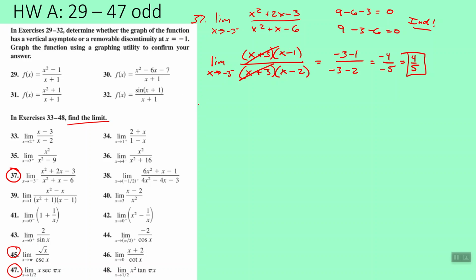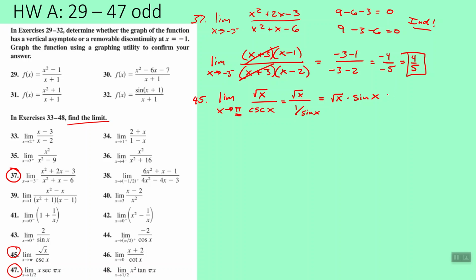All right, so 45. I know you guys don't like trig, so naturally we ask the ones that have the trig. We're taking the limit as x goes to pi of the square root of x over cosecant of x. We don't like cosecant. It's not one of the trig functions we're good at, so let's change it. It's the square root of x over cosecant, and cosecant is 1 over sine of x. If we're dividing by a fraction, we flip and multiply, so we end up with just the square root of x times sine of x, with no fraction. And now it's the same function as what we started with. We just plug in pi.